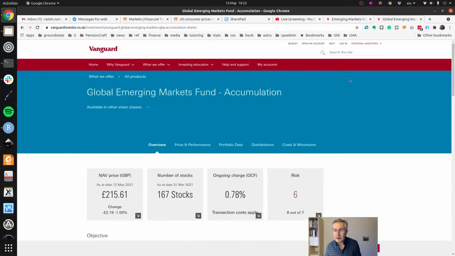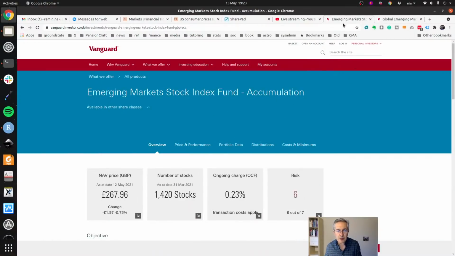Let me just switch this one to accumulation. So let me share my screen just to show you how I look at this, because then you'll be able to apply this knowledge when you compare funds in future. Right, so you should be able to see this.